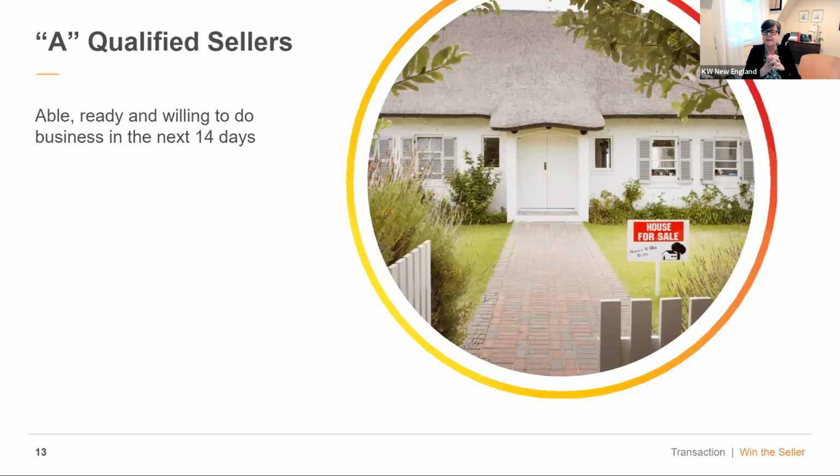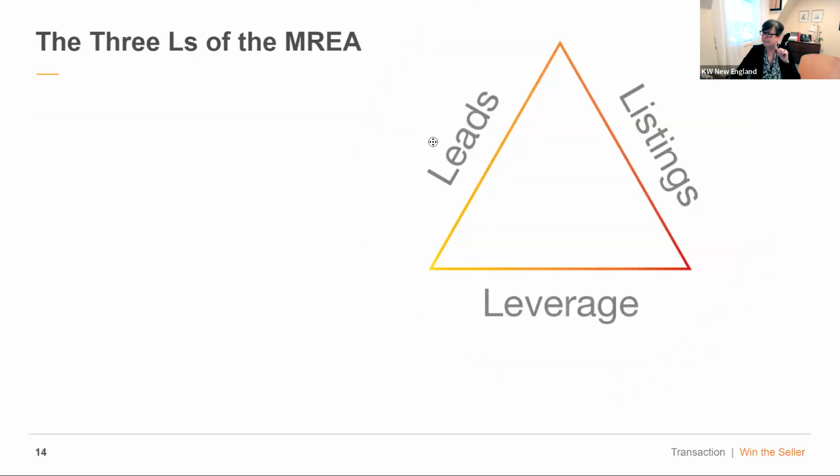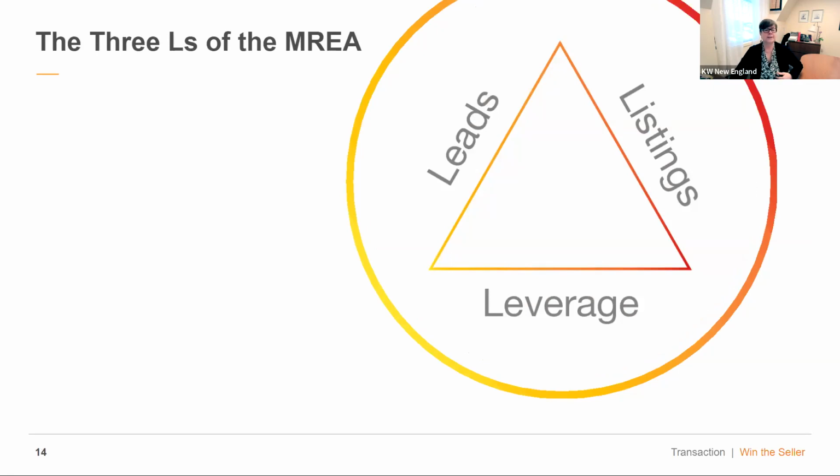However, listings give us a huge amount of additional benefits as well. And we'll dig into that a little tiny bit. All right. Remember, in this course, we're referring to sellers. We're looking for sellers that are willing to and ready to list their houses.